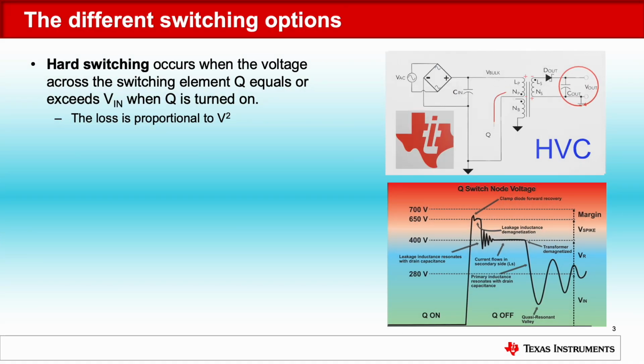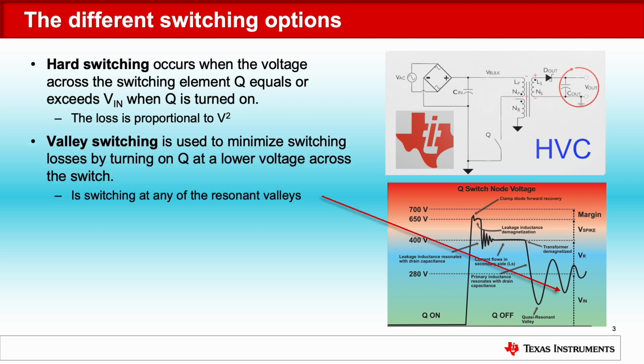Hard switching occurs when the voltage across the switching element Q, or basically any FET, equals or exceeds the input voltage. The loss is going to be proportional to the voltage squared. Valley switching is used to minimize switching losses. By turning on Q, or the FET, at a lower voltage, you can improve the overall efficiency. The valley switching uses any of the resonant valleys depending on the load in order to choose where to most efficiently switch.